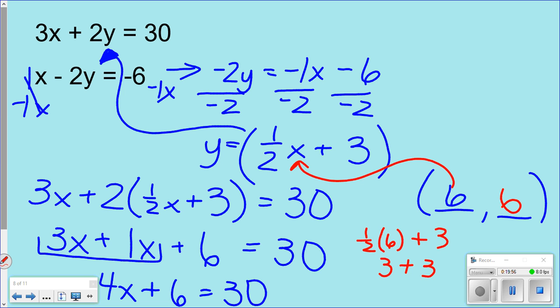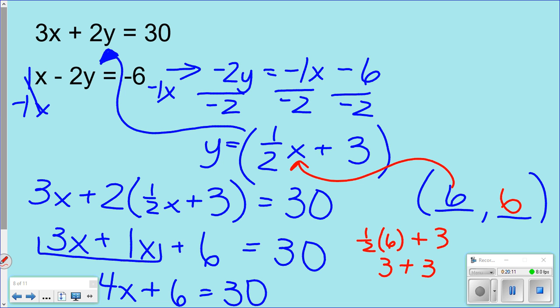If you would graph this on a graph, that's where the points would meet on the graph. 6, 6. How are we doing? So far, so good? Takes a long time, doesn't it? But you can handle it. I know you can.